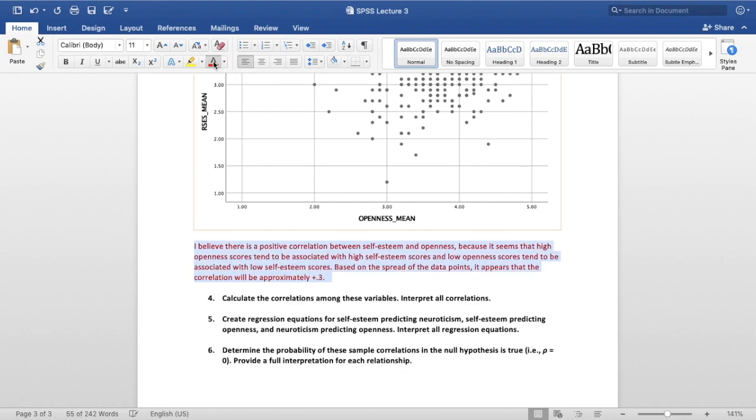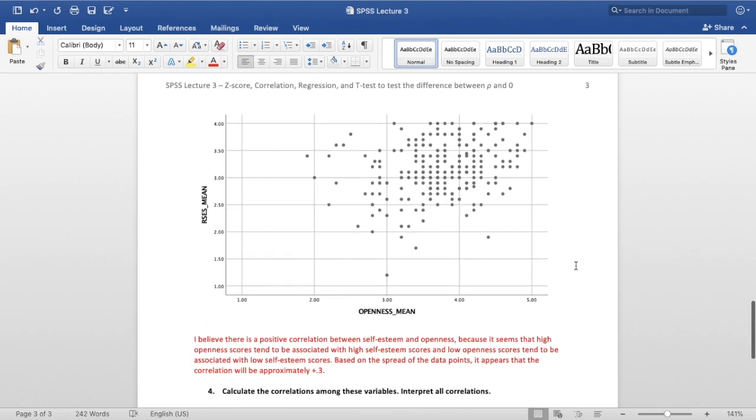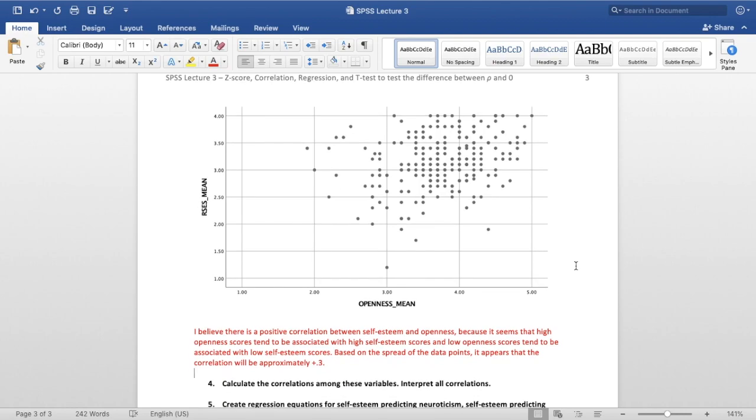Okay, so this is the interpretation that I wrote. Looking at the scatter plot, I believe there's a positive correlation between self-esteem and openness, because it seems that high openness scores tend to be associated with high self-esteem scores, and low openness scores tend to be associated with low self-esteem scores. Based on the spread of the data points, it appears that the correlation will be approximately plus 0.3.